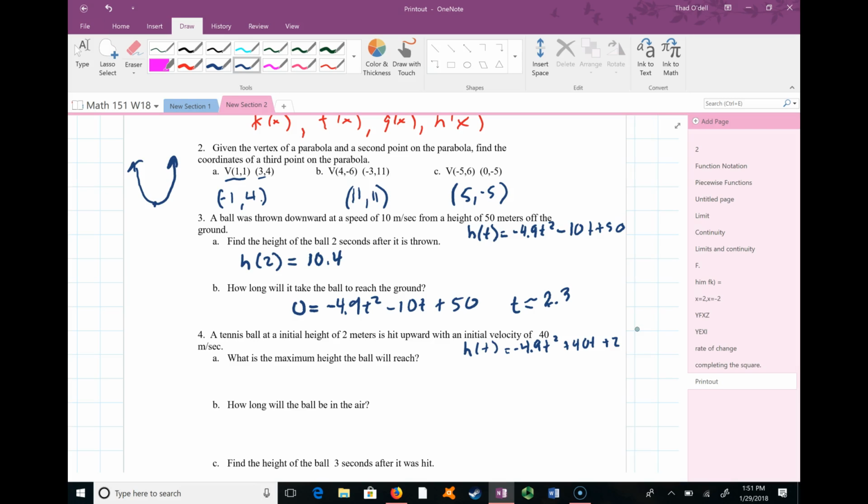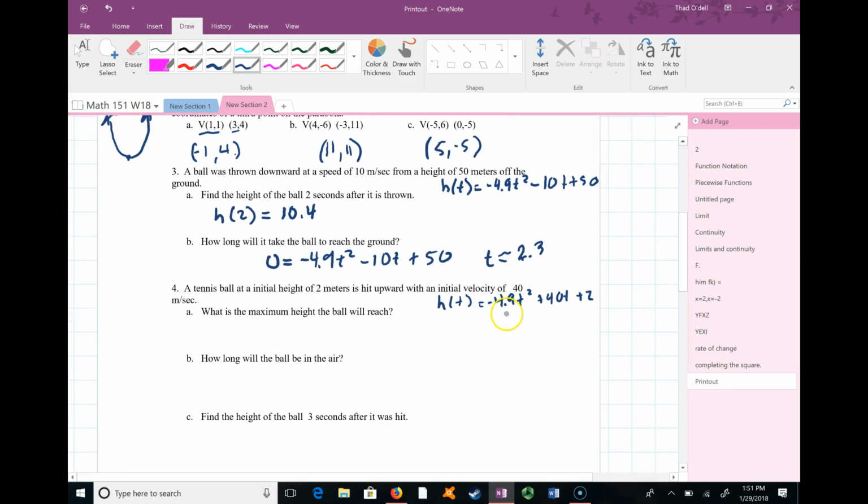Part A says, what is the maximum height the ball will reach? That essentially is the y-coordinate of the vertex, right? Because this is a negative parabola, or negative a, which means it's an upside down parabola, so it will have a maximum, and that maximum occurs at the vertex. So I'm going to have to plug in.